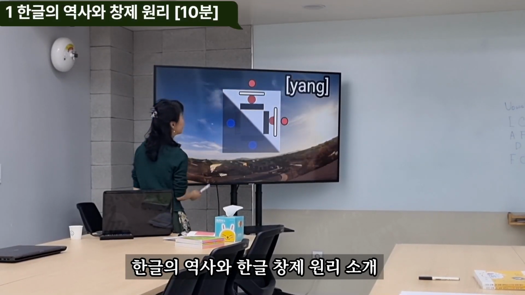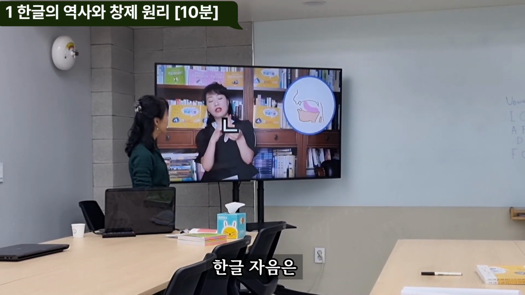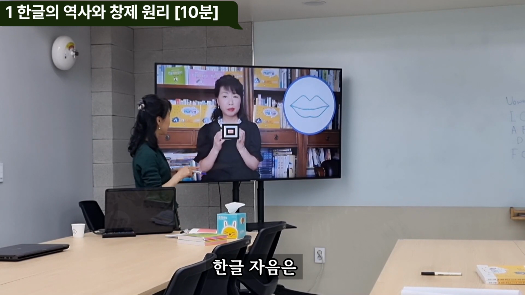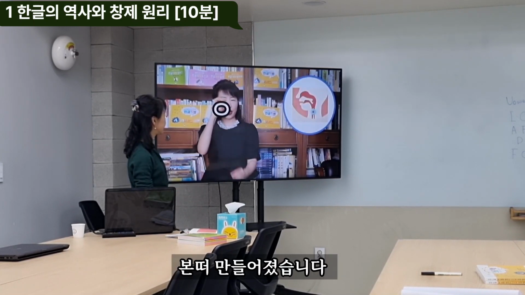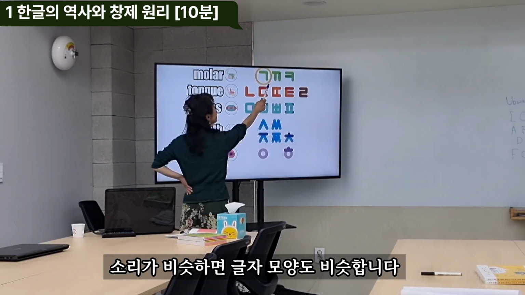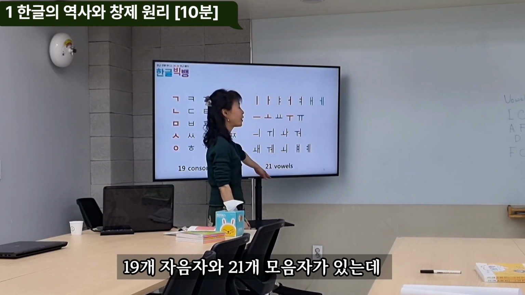ㅇ and ㅁ. The letters that represent turn into a stroke. Like the upper gums. ㅁ, the shape of the lips. ㅅ, the shape of the tooth. ㅇ, the shape of the throat. Similar to ㅇ, ㅡ. ㄱ consonant and cranial vowels.